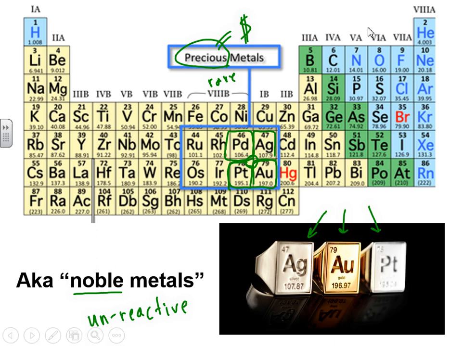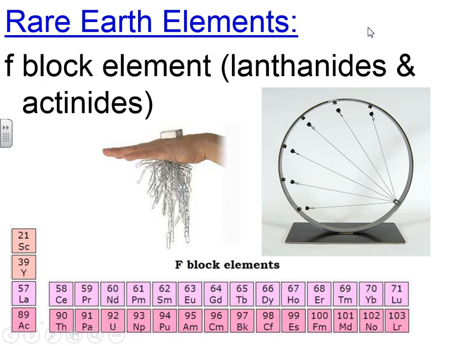And then we have the rare earth elements. These are also metals. These exist in the very bottom of the periodic table, the F block. And they also have interesting properties. Now they're rare earth because they're also rare in the earth, so they're also kind of expensive. Not as expensive as gold, say, but these are also expensive because they are rare.